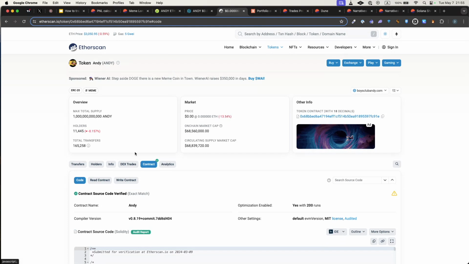So one thing that you can do here is look at how many holders it has, look at the number of transfers. If you're not used to meme coins, you need some numbers in your brain model to see what's good, what's not good, what's enough.